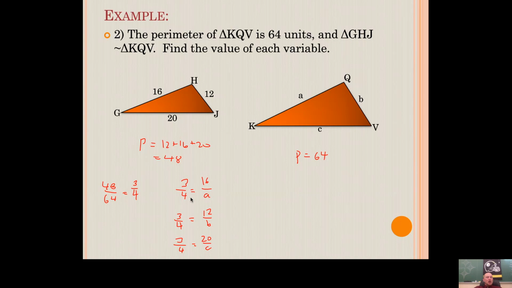Okay, now we're going to cross multiply. I'm going to do 16 times 4, and then I'm going to divide by 3. And I'm going to get 21.3 repeating, which is 21 1/3. Going to cross multiply here. I'm going to do 4 times 12. I'm going to get 48. I'm going to divide that by 3. So B is 16. 4 times 20 is 80. 80 divided by 3 gives you 26.6 forever. That's 26 2/3.